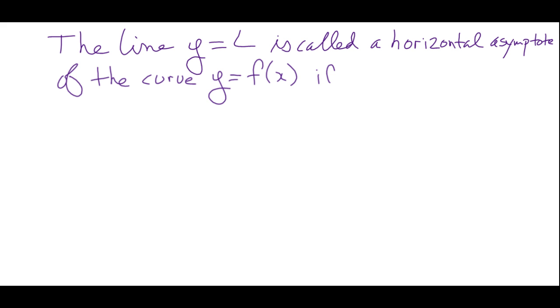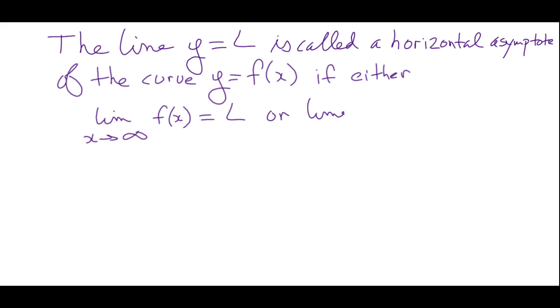if either the limit as x approaches infinity of f of x is equal to L, or the limit as x approaches negative infinity of f of x is equal to L. Right? That's just the formal definition of an asymptote, right?